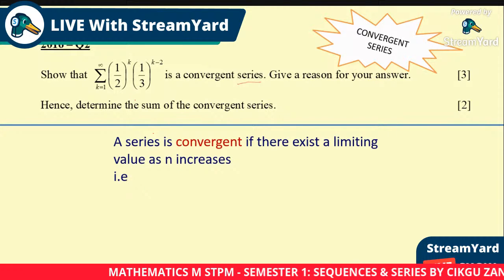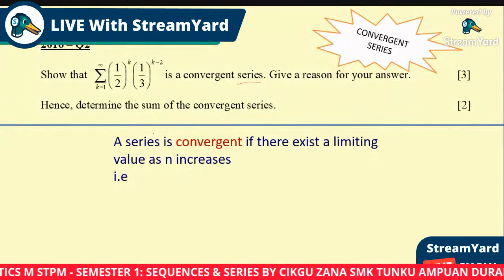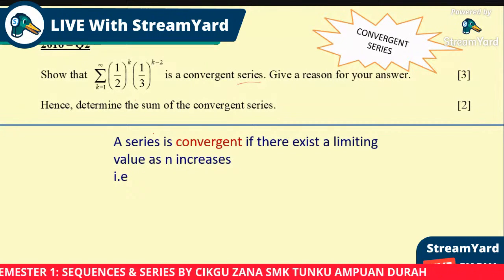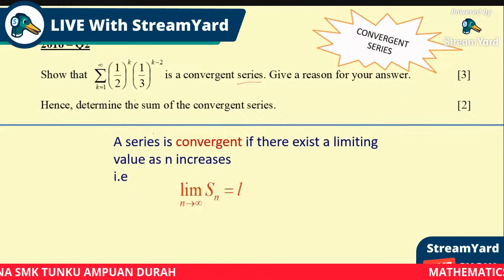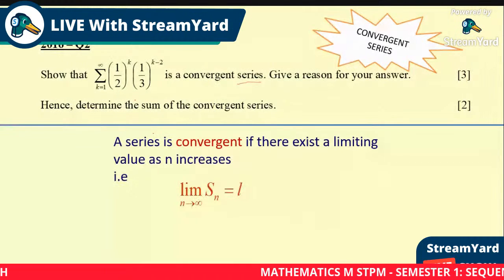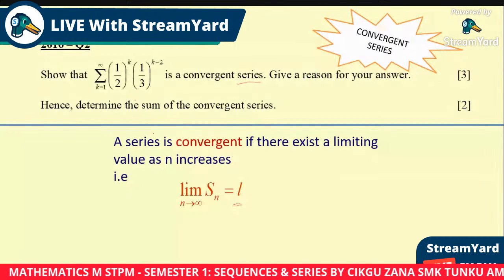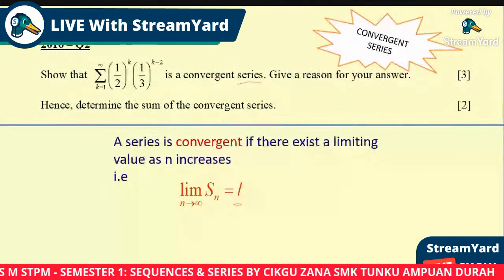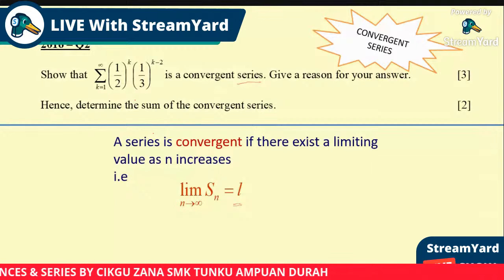Before we show there is a convergence series, look back at the concept. A series is convergent if there exists a limiting value as n increases. That is, the limit of S_n as n tends to infinity is L. So we have to find this value L. When there exists a limiting value, then the series converges. And find the sum of the convergent series. Okay, let's look.